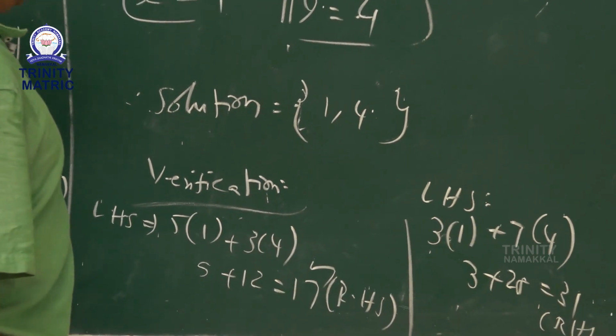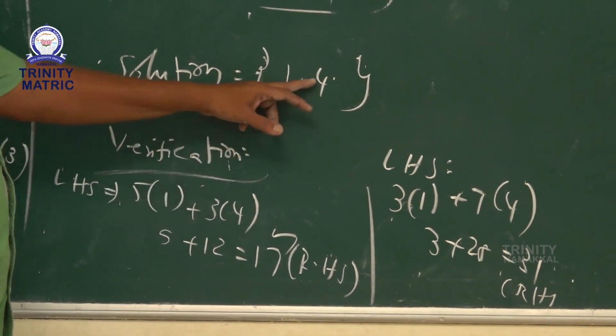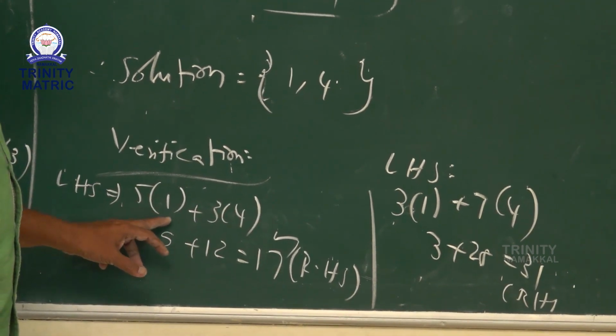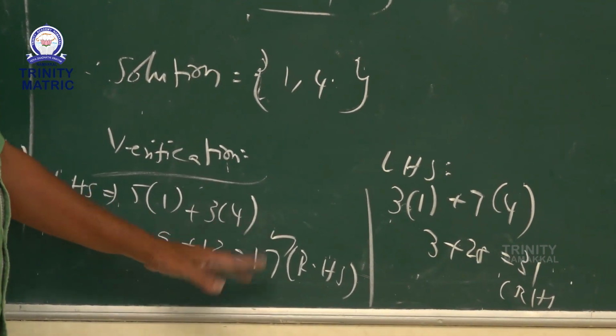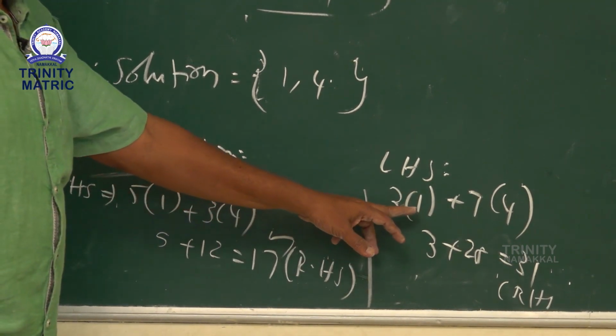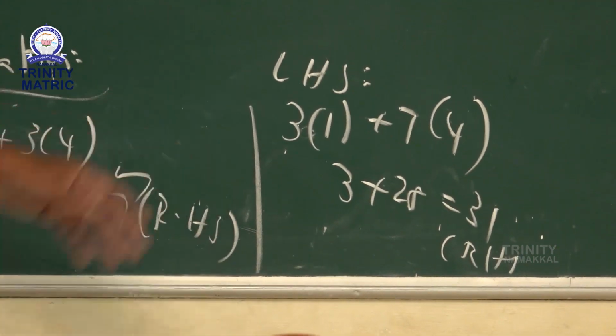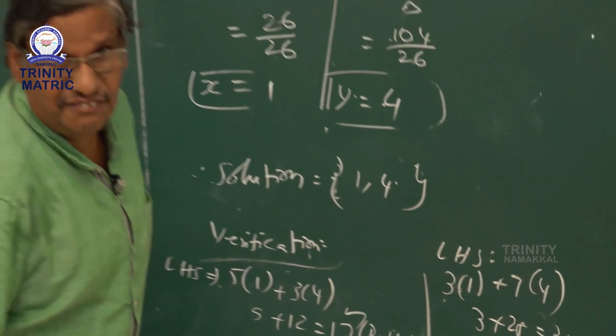In the LHS of the equation 5x plus 3y, instead of x, we have to put 1. Instead of y, you have to put 4. 5 1s are 5, 3 4s are 12. 17. RHS, yes. First equation is correct. Second one is 3 into 1 plus 7 4s are 28. 3 plus 28, 31. That also satisfies. So, correct. That's all. Very easy.